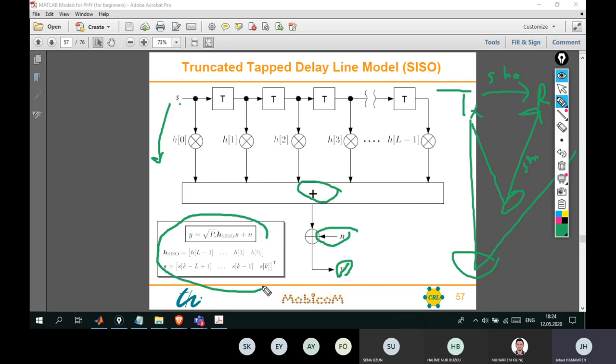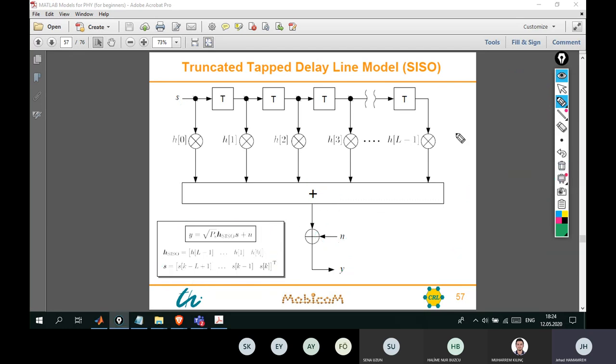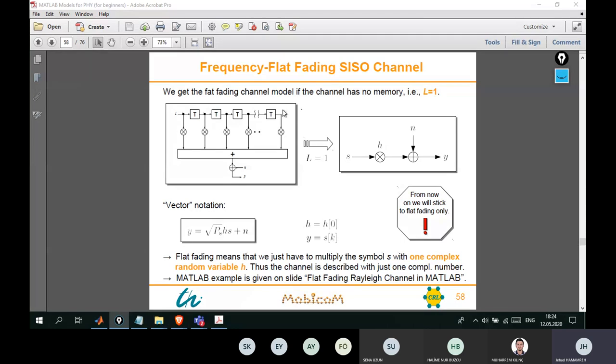And this is the mathematical model that we already explained. We get the flat fading channel model if the channel has no memory. If the channel has no memory, we get flat fading. Flat fading means only one value of the channel, H. This we call frequency selective. When L is equal to 1, this turns out to be a flat fading channel, no selectivity, and it can be modeled like this. Flat fading means that we just have to multiply the symbol S with one complex random variable H. Therefore, the channel is described with just one complex number.